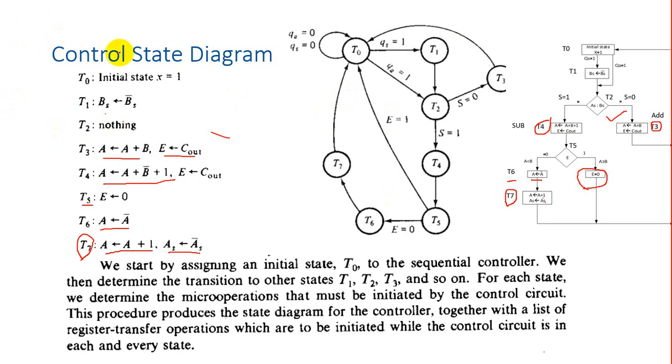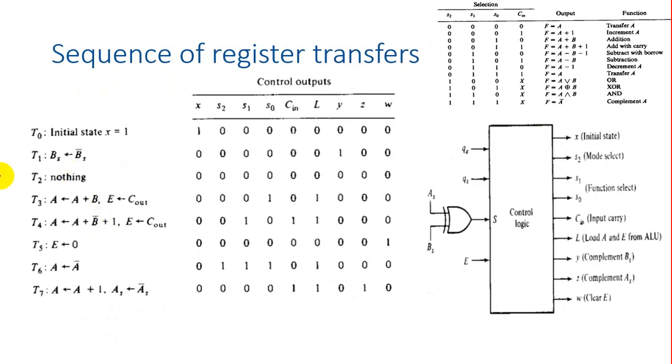What will the control want for this operation, x equal to 1 at T0? So there are several steps, T0 to T7. Look at over here. And this is the output of the control unit. This is the control logic, control unit, and this is the output. So these are the outputs: X, S2, S1, S0, carry in L, Y, Z, and W. So to perform this operation at T0, what will the control output? What will be the bit pattern over here?